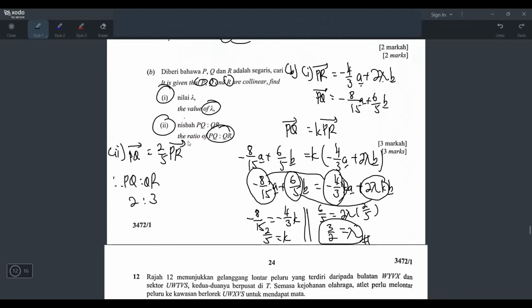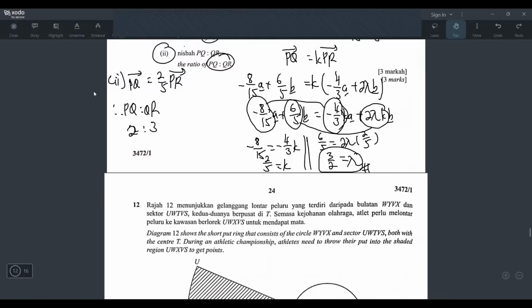I hope you understand how I read this, how I convert this to ratio. You just put the PR on this side, then you will get PQ ratio PR equals 2:5. That's what it means. But I have to minus because they want the QR ratio. Okay, are you done? Okay, actually this one is correct already. Okay, let's continue.